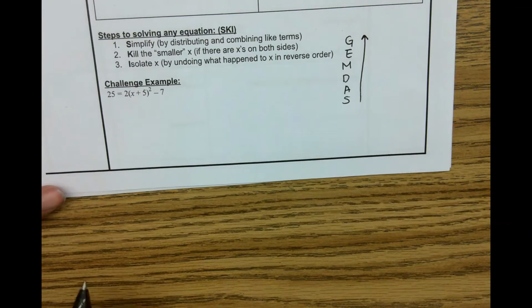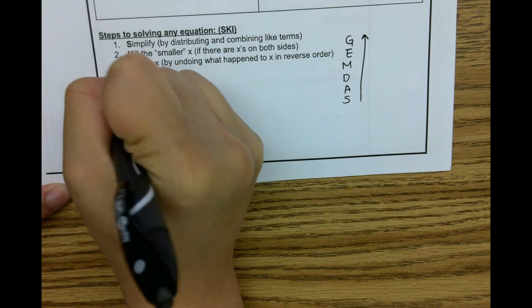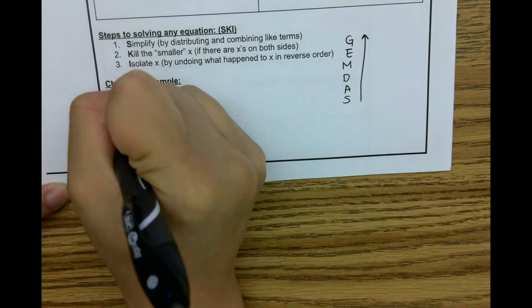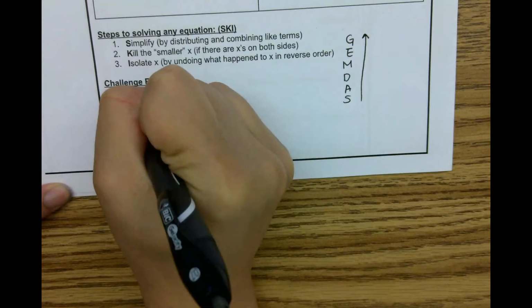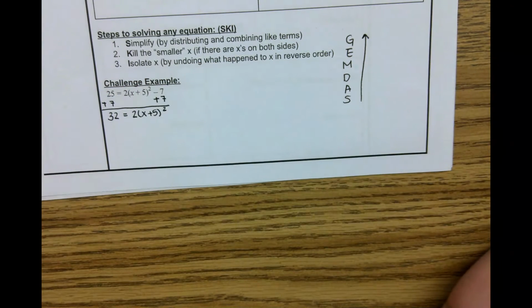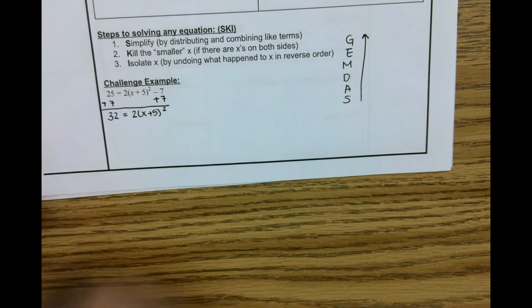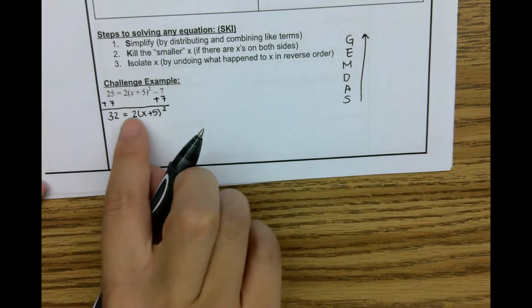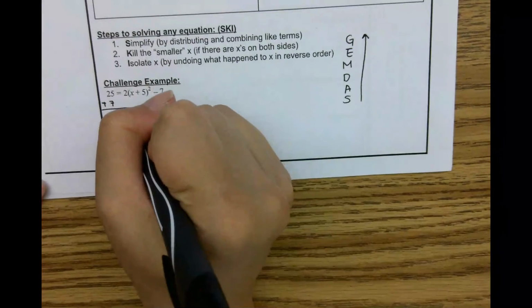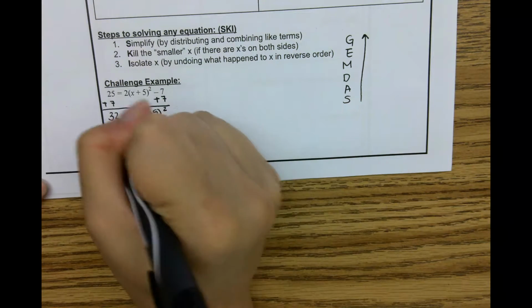Okay, so the first thing we actually do is we add 7. Okay, so the first thing I do is got rid of that addition subtraction by doing the opposite. Since it was a minus 7, I added 7. And what you do to one side, you have to do to the other side. Then, I take care of the multiplication and division. I'm going to take care of that 2. Since this is 2 times this, I get rid of it by dividing by 2.